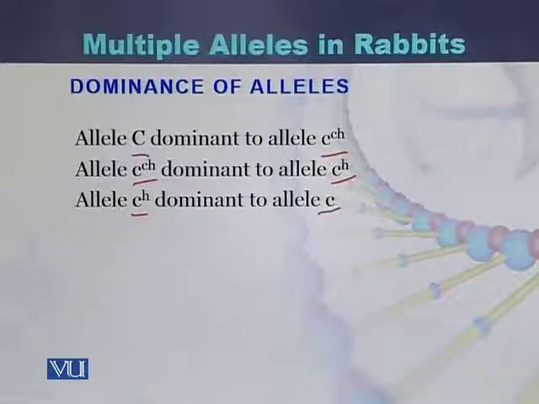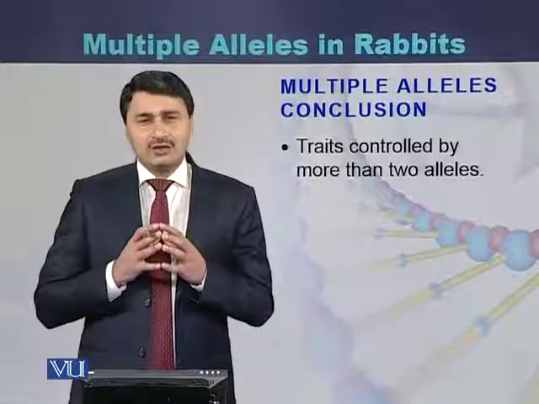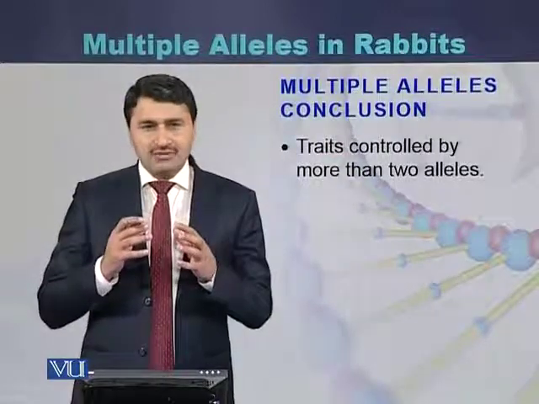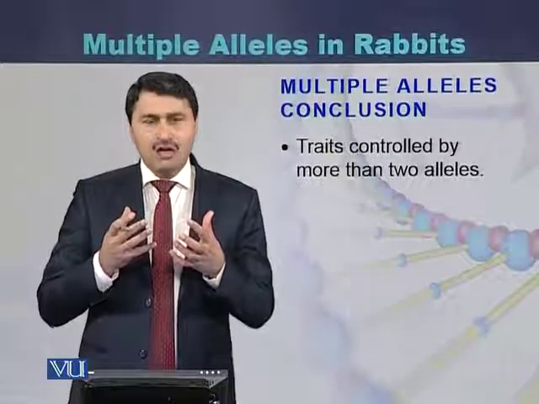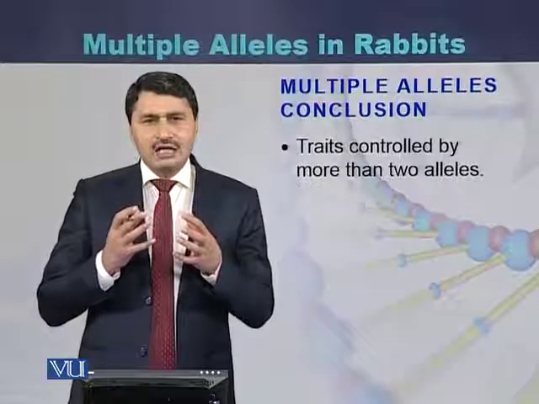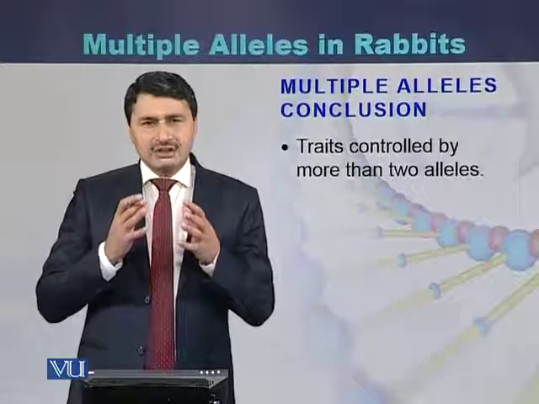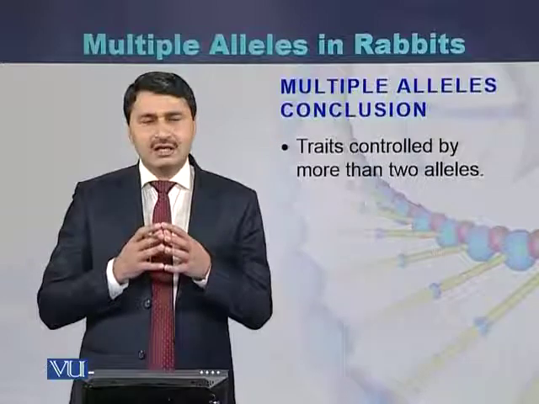So allele C, if it is in dominant form, is dominant over the chinchilla. Chinchilla is dominant over the Himalayan. Himalayan is dominant over the albino. So we can conclude that multiple alleles are alternative forms of a gene, or those genes which have 3 or more alternative forms. Those genes are called multiple alleles, meaning there are 3 or more alternative forms of a gene. Such a phenomenon is called multiple alleles.